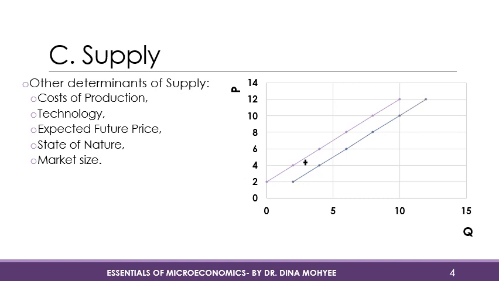This means that the supply curve shifted to the right, which means that at each of the old prices, the producer is now willing to supply more of the product.